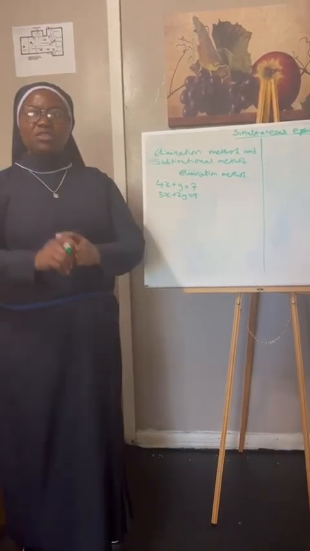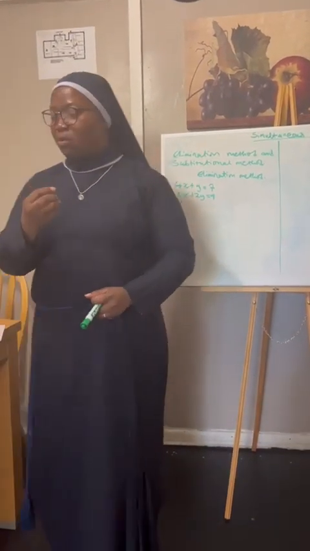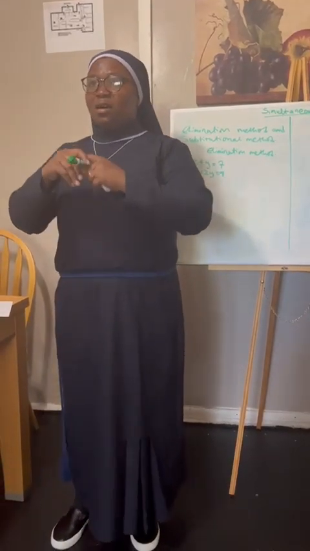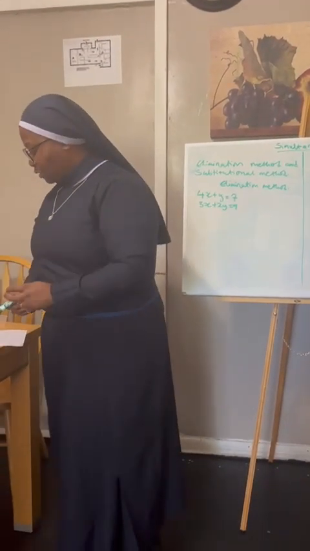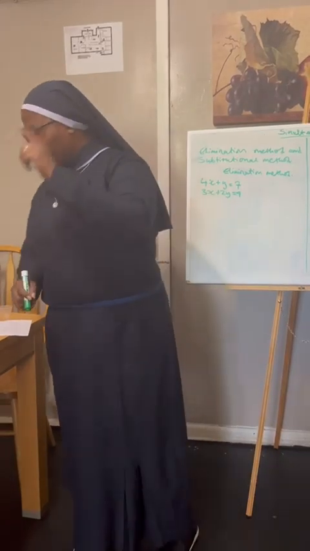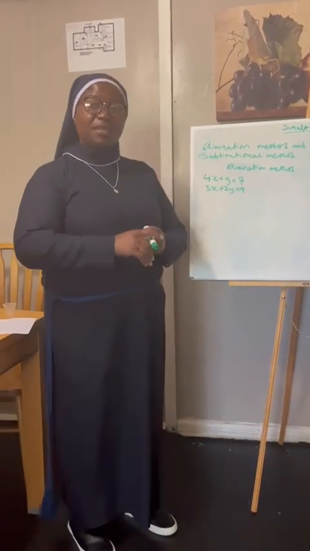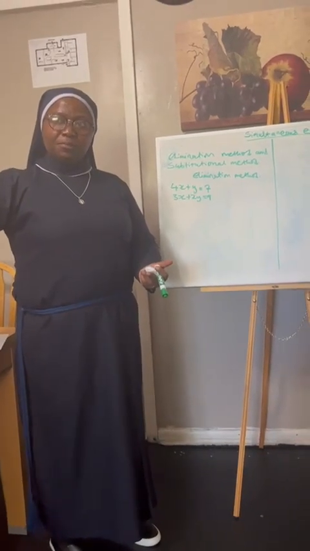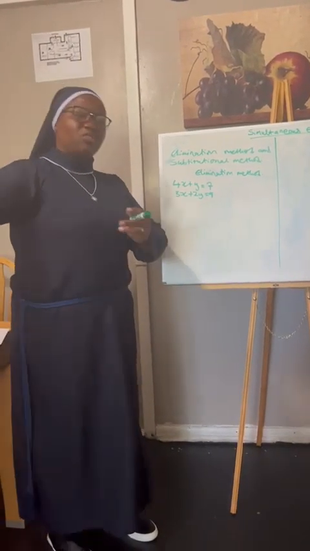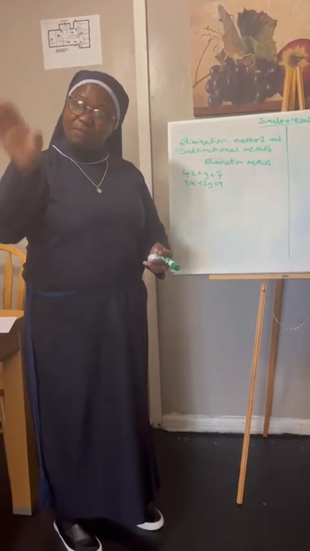Now I go to the elimination method. First, I want to give you a key word here. Elimination means you want to remove. You're going to remove the variable. You want to eliminate, that means you don't want to see that variable again. So how do we do it?